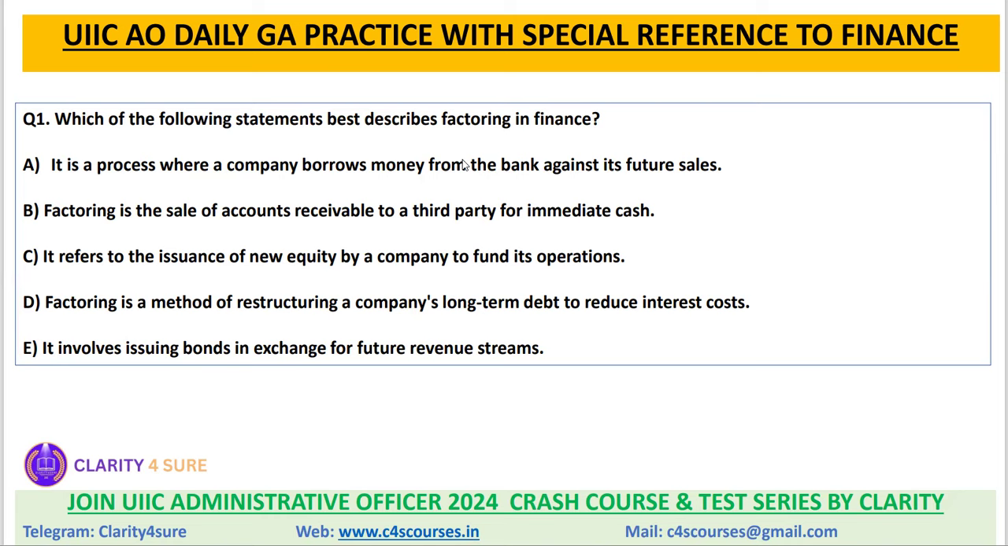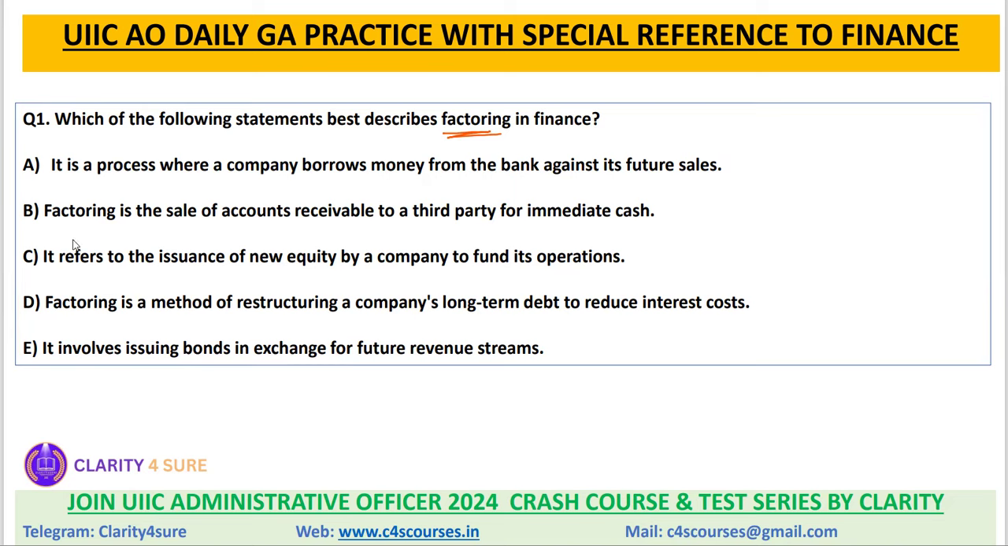Okay, so let's start with the first question, which is: which of the following statements best describes factoring in finance? First option is, it is a process where a company borrows money from the bank against its future sales. Next option is, factoring is the sale of accounts receivable to a third party for immediate cash. Third is, it refers to the issuance of new equity by a company to fund its operations. Next is, factoring is a method of restructuring a company's long-term debt to reduce interest costs. And then, it involves issuing bonds in exchange for future revenue streams.